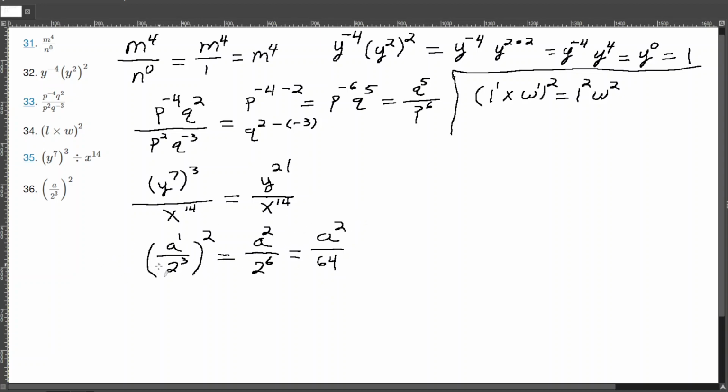And if this one's a little bit confusing, you just got to think it's a times a, over 2 to the third, right? So this a times a would be the a squared, so it's the power of the power rule, right? 1 plus 1. Then this one on the denominator would be 3 plus 3. So a couple different ways to view this.